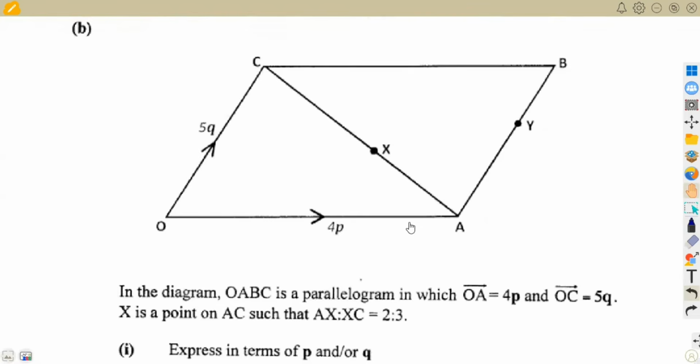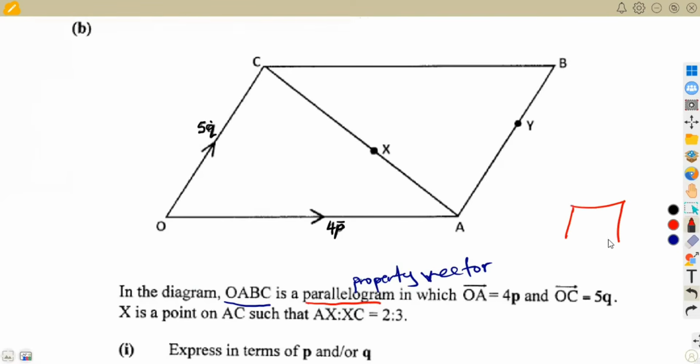On the B part, we are given a diagram, which is a parallelogram. In this case, we are given that OABC is a parallelogram in which OA is 4p. So from O to A, that's 4 vector p. And OC is 5 vector q. The moment you are given that it's a parallelogram, that's why it's referred to as a property vector. A property vector means you are dealing with the properties of a shape that you are given. And the shape that you have here is the parallelogram.